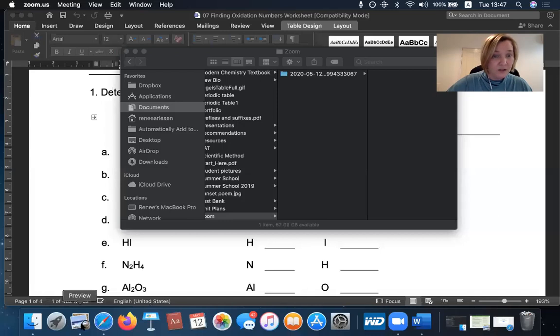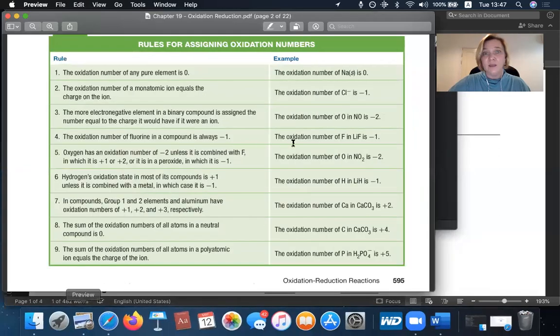So in order to be able to track where the electrons are going, that's why we have to be able to assign oxidation numbers and then figure out how oxidation numbers are changing. And then that will tell us what's going on in an equation. So let me share my screen because I've got the rules here. There we go. So there's a few rules to go through first. You'll use probably about half of them.